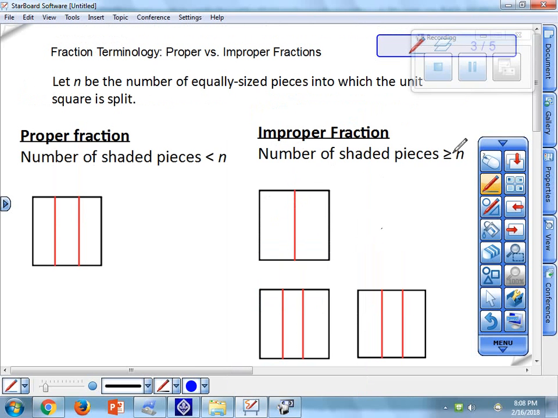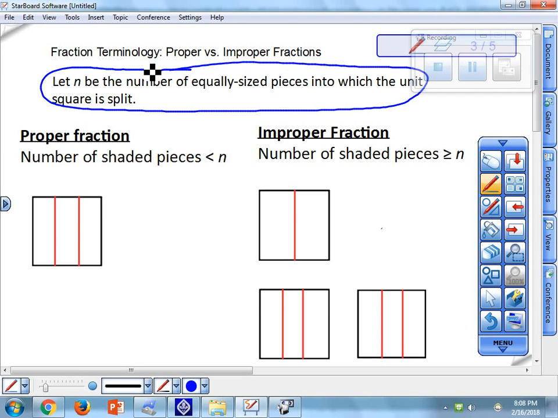So first of all, notice that each unit square that I have drawn on the screen has been split into a certain number of equal sized pieces, and I'm going to call that n. In other words, n represents the number of equal sized pieces that I split the unit square into. When the number of shaded pieces is less than the number of equal sized pieces that the unit square has been split into, the resulting fraction is called a proper fraction. So let me go ahead and shade 2 pieces here.